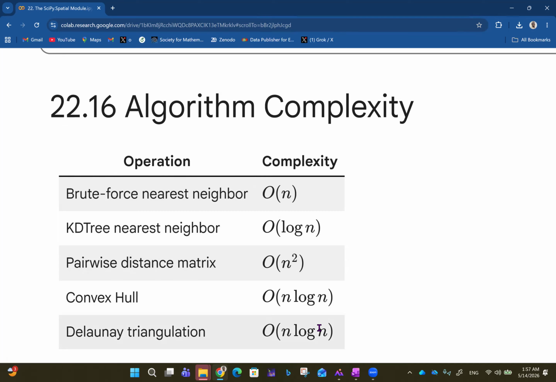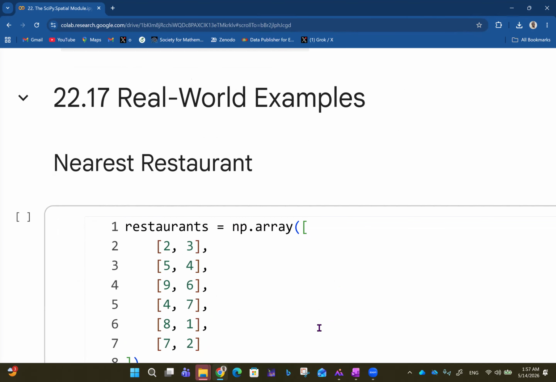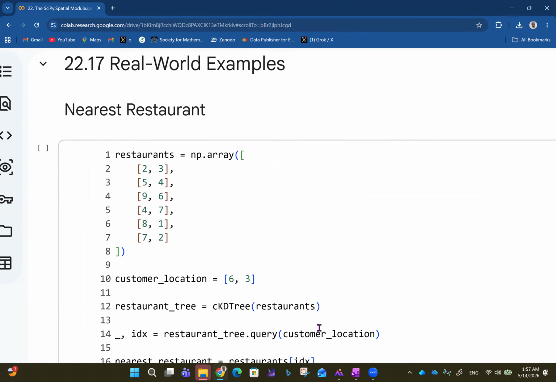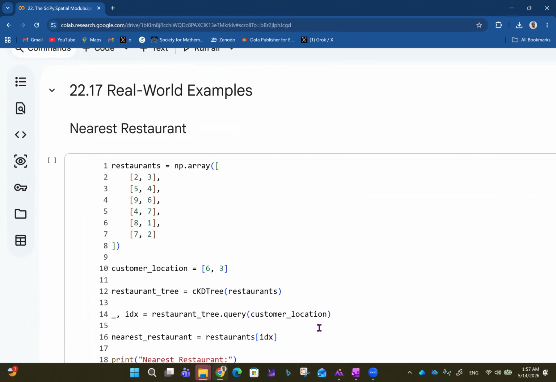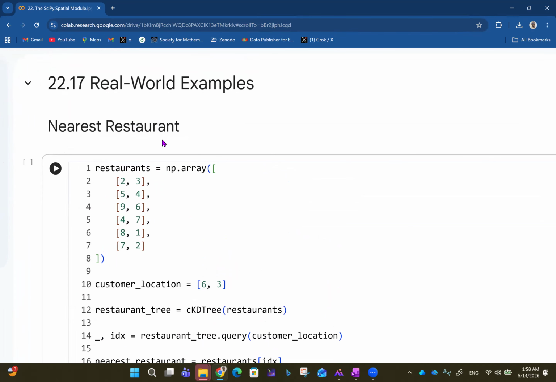So depending on what you're working on, you want to see which one works best for your data. So you have real world examples. For instance, you're looking for the nearest restaurant to your location. Imagine you have the restaurants all listed, probably on Google Map or somewhere, and you have their longitude and latitude. This is hypothetical, by the way. So you have 2, 3, 5, 4, 9, 6, 4, 7, 8, 1, and 7, 2. And your location as the customer is 6, 3. Maybe you're at home and you want to go to the nearest restaurant, right?